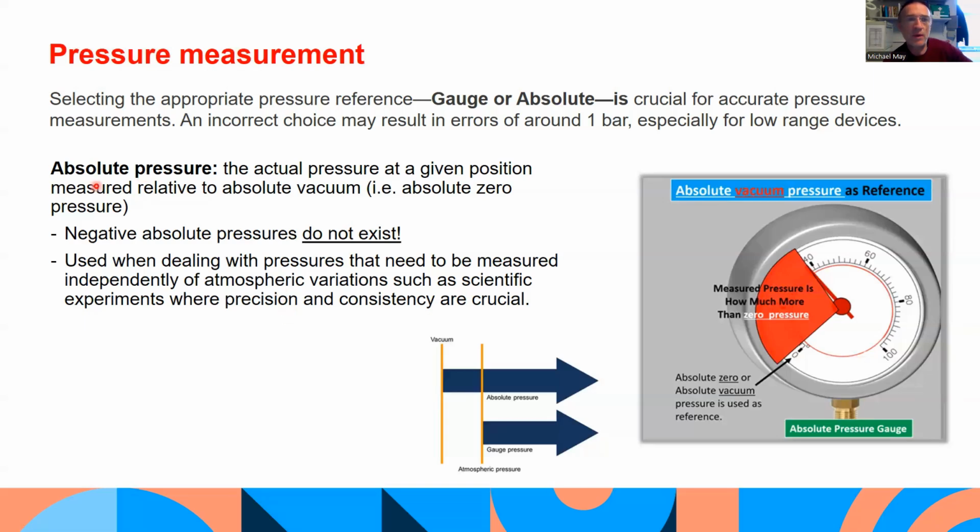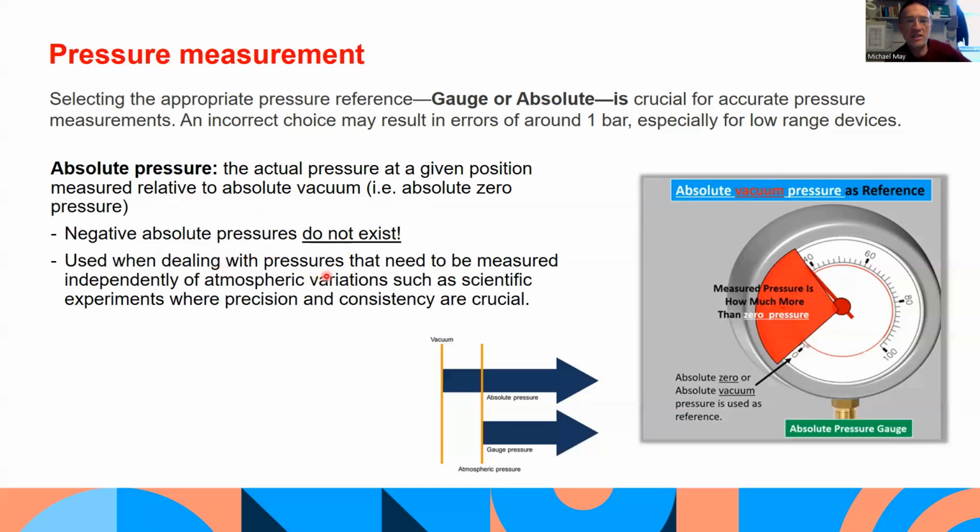So it says here, select the appropriate pressure reference, gauge or absolute. It's crucial for accurate pressure measurements, and an incorrect choice may result in errors of around 1 bar, especially for low range devices. Absolute pressure is the actual pressure at a given position relative to absolute vacuum, i.e. absolute zero pressure. Negative absolute pressures do not exist, so that's the lowest we can go.